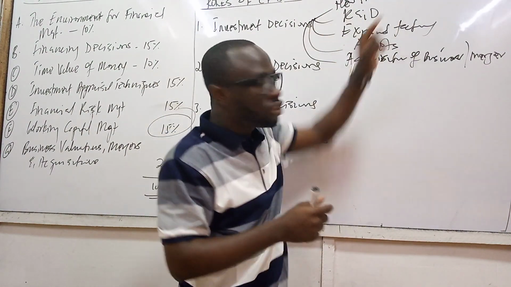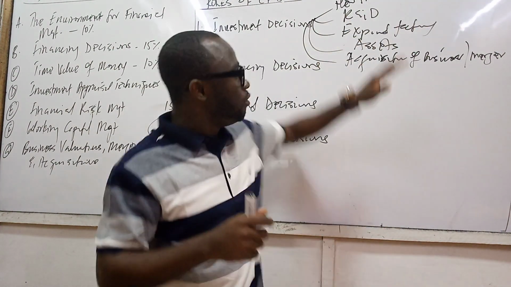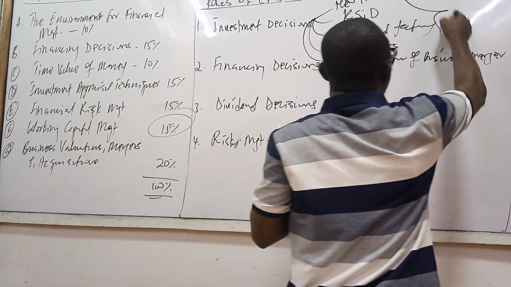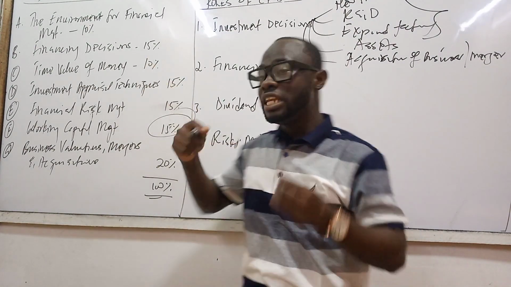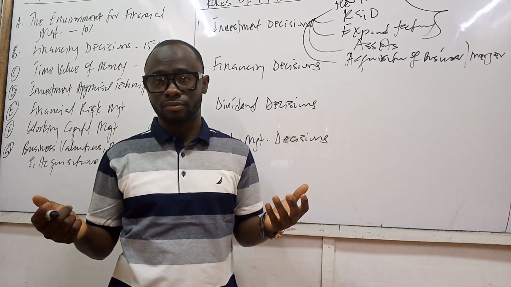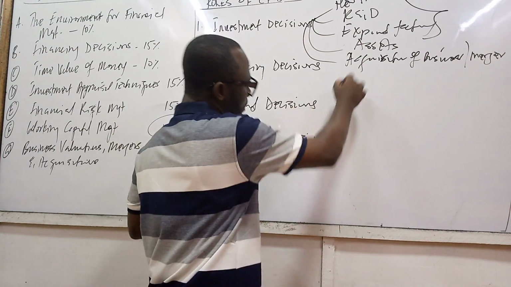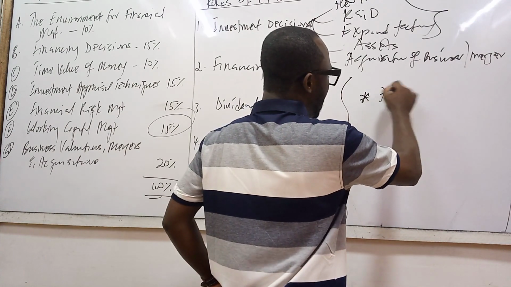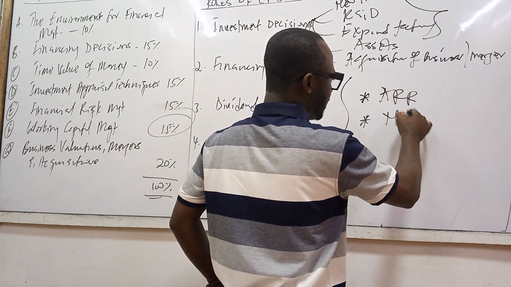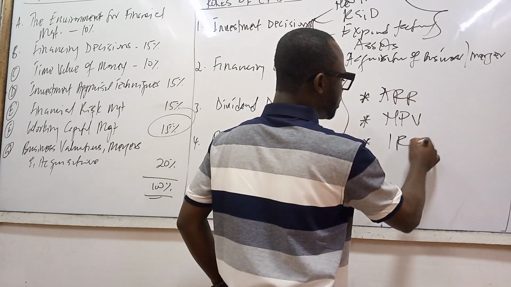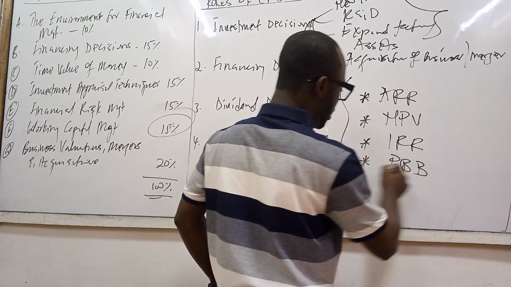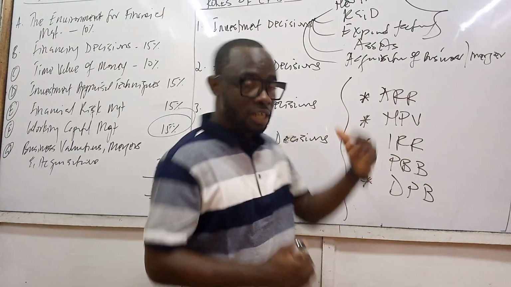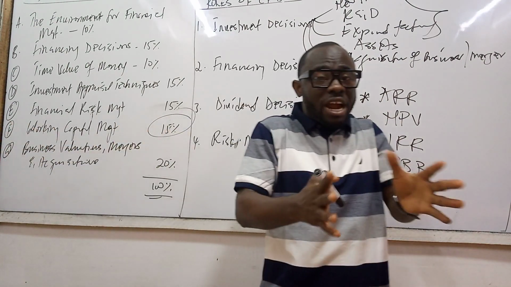That is, if we want to launch a new product, we want to do some R&D, we want to expand the factory, we want to buy some assets, these decisions, we would have to what? Appraise those decisions using the investment appraisal techniques. Now, we will get into this later on, but the investment appraisal techniques include the following methods. We're going to be looking at the accounting rate of return, the net present value, the internal rate of return, the payback period, and the discounted payback period. So these are the methods that we're going to be using to appraise an investment decision.